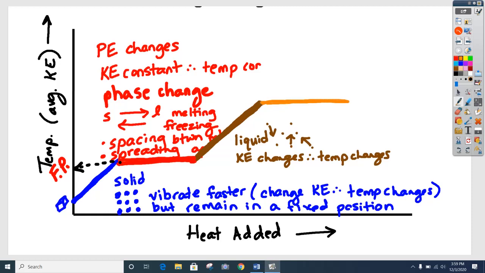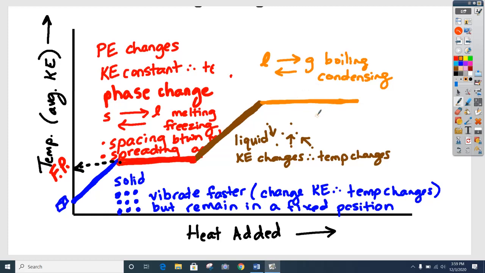So along this part here, your temperature will flatten out again. We will have another phase change. If you are moving from left to right on the graph, that means you will be moving from a liquid to a gas, and that is boiling. If you are moving from right to left, that means you are condensing, undergoing condensation.